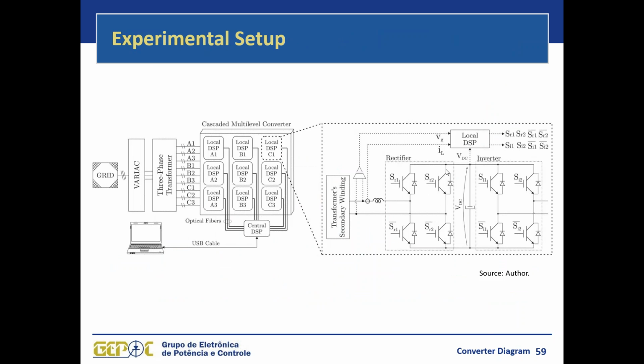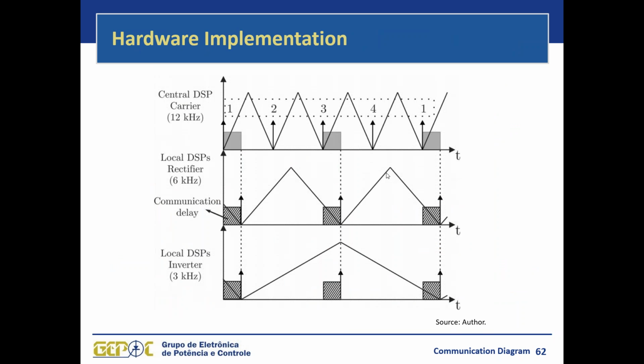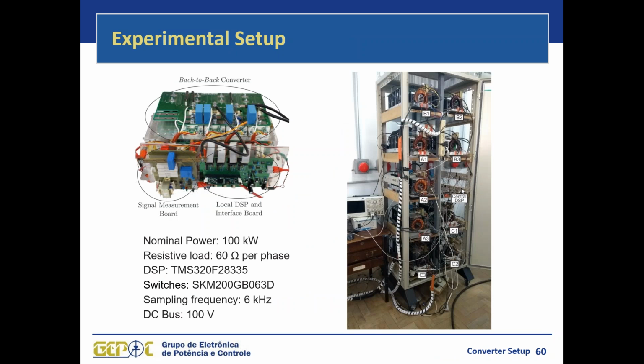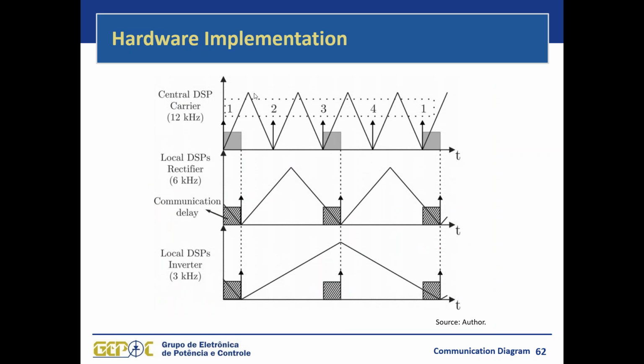And maybe I can show here. What happens is that we have the central DSP. You can see here the central DSP that synchronizes all the cells. When we have these carriers here, you can see that the central DSP is working at 12 kilohertz, and it sends a package through fiber optic communication. It's a serial communication protocol that we have developed. And this package of data makes the synchronization of the local controllers, the local cells, with the central controller.